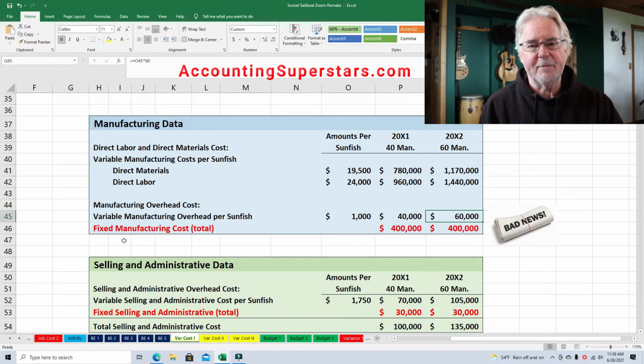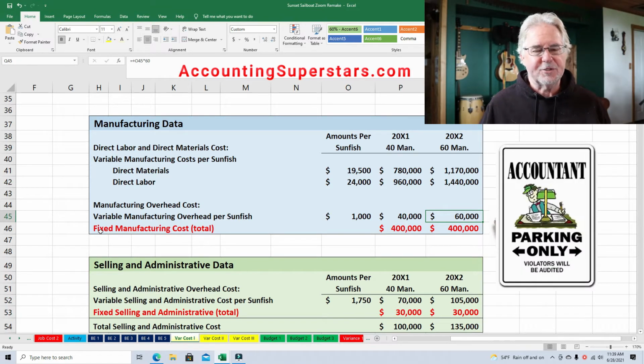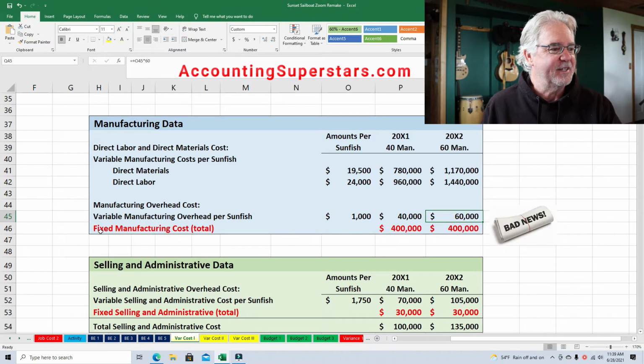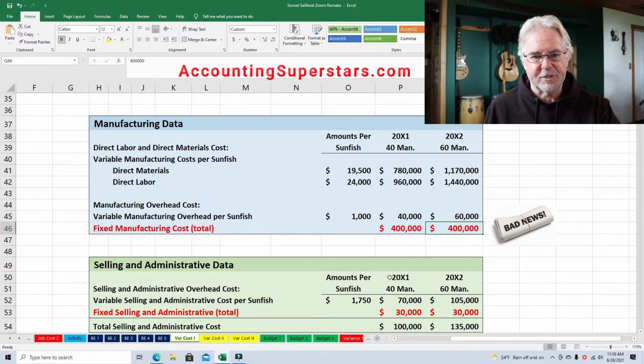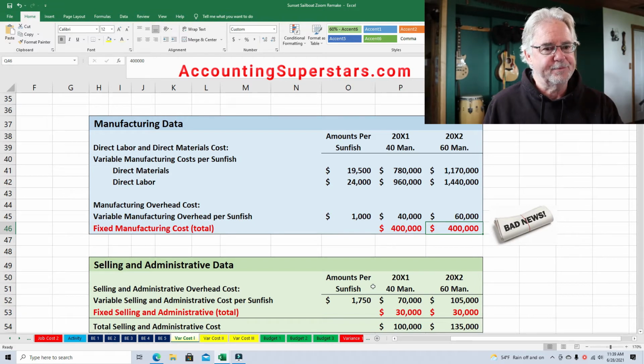And then finally, we come to the troublemaker, the problem right here, fixed manufacturing cost. I think they could rename managerial accounting to a brand new name that I would suggest: how fixed manufacturing cost screws up your accounting. That's really the gist of managerial accounting. So fixed manufacturing cost for 40 boats is $400,000, and for 60 boats it's $400,000. That's because it's fixed. It does not vary according to the amount of boats built or sold.